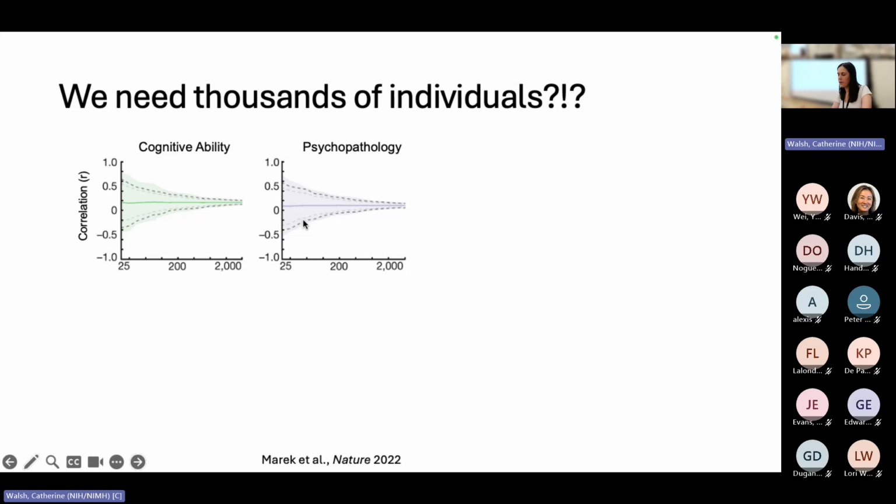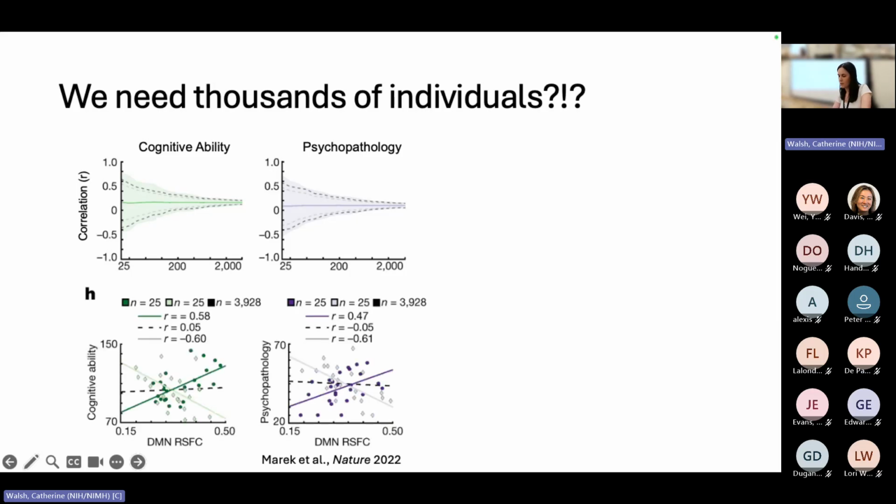What these two panels are showing is that the correlation, on the y-axis, between resting state functional connectivity and the behavioral phenotype varied a lot with the smaller sample sizes, plotted on the x-axis, and eventually converged to a stable mean with enough subjects. They took this further and pulled two specific 25-person samples that showed drastically different effects. One showed a really strong positive correlation, the other a strong negative correlation, when in reality, this dotted line shows there's really no correlation between these measures.